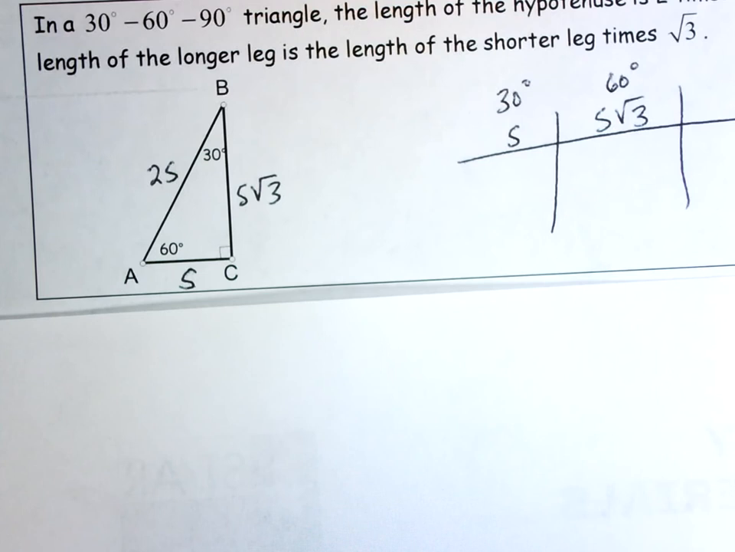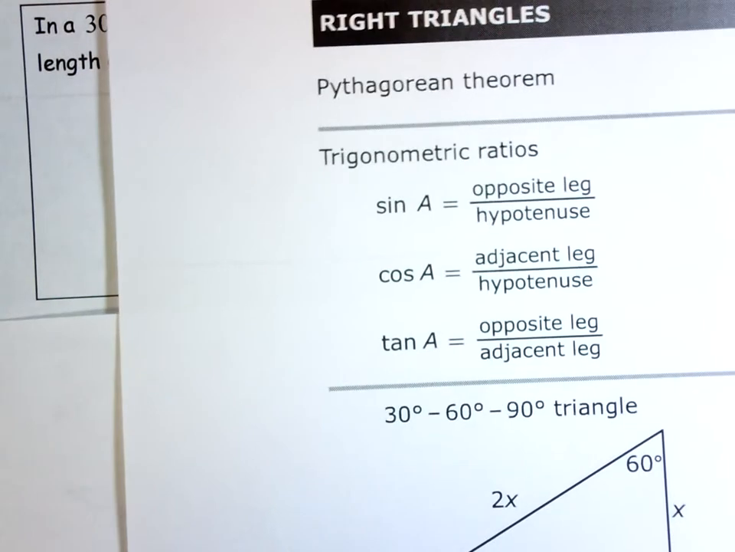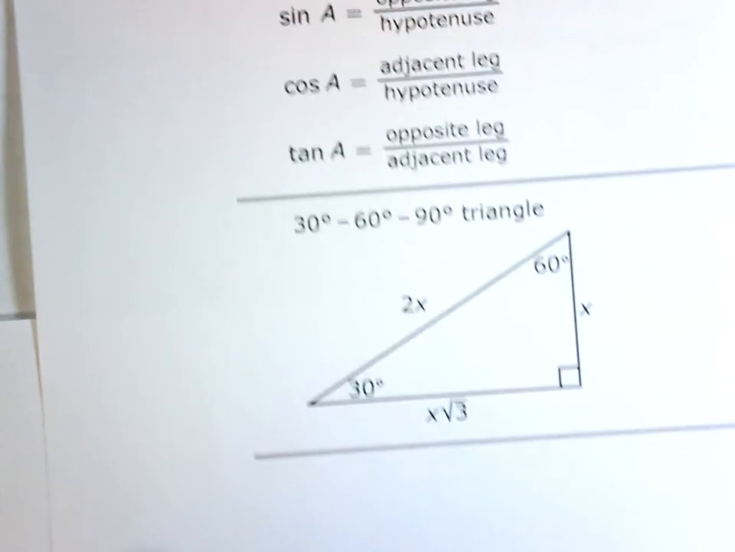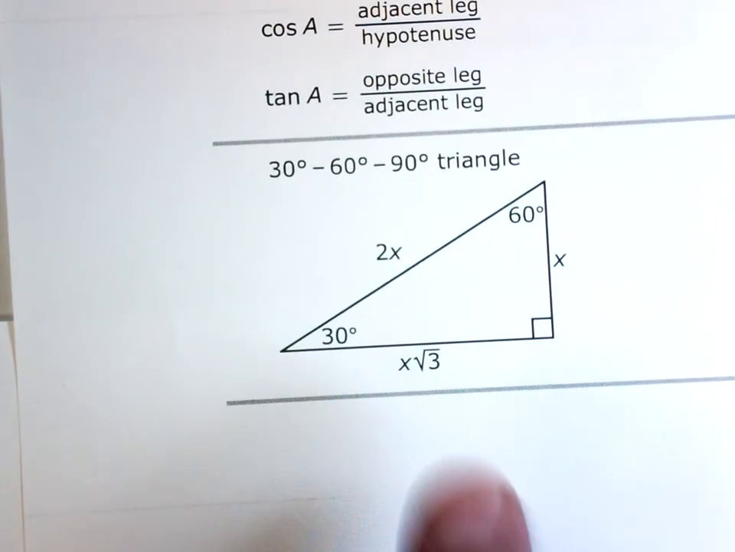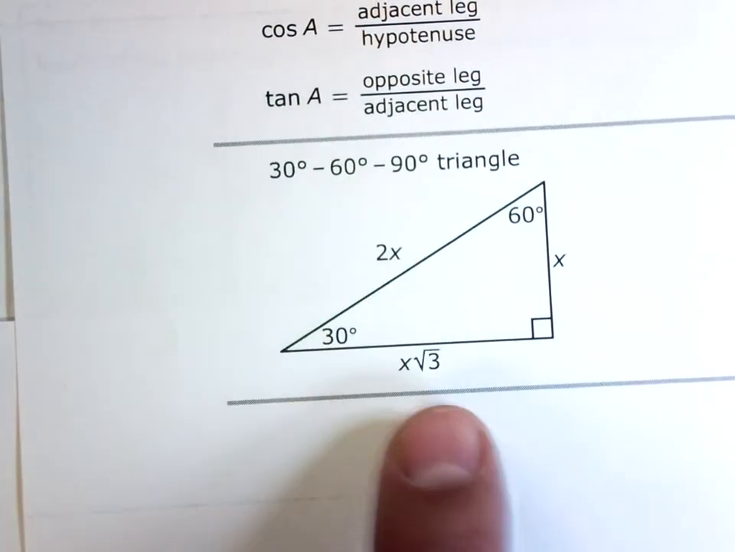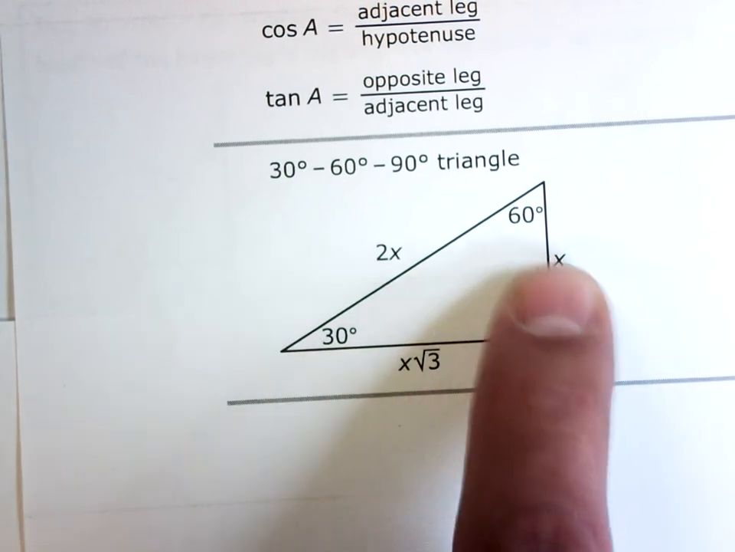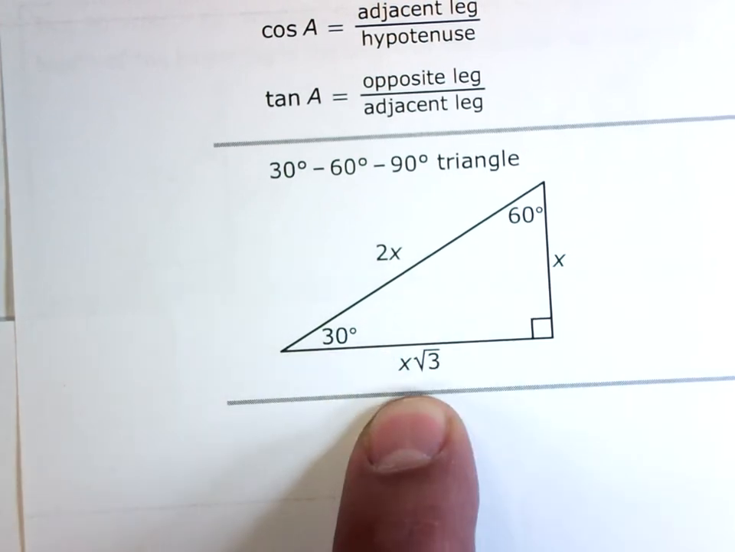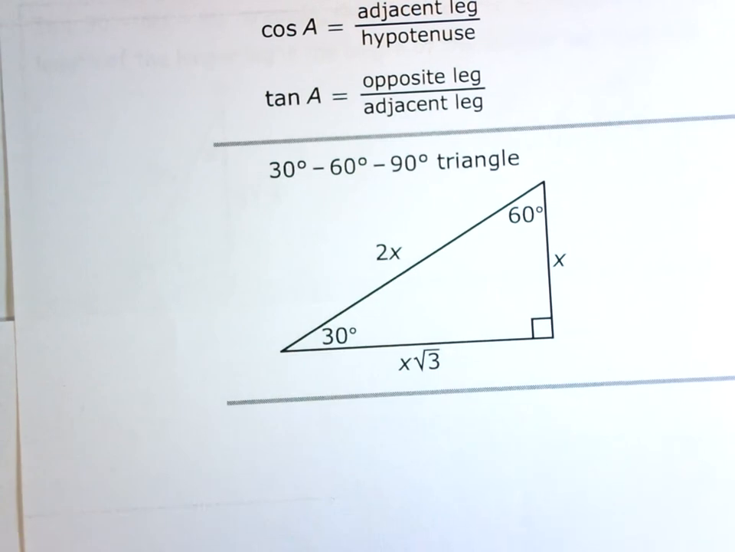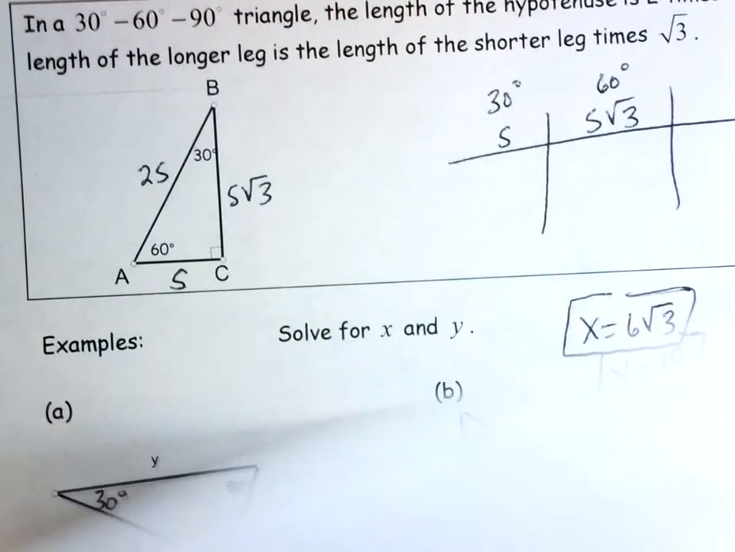Again, if you have questions, please don't shut down on me. We'll have a lot of examples in class. So there's how it's going to look on the formula chart. There's my 30, 60, 90 triangle. There's my short side, which is x, my long side, which is x root 3, and my hypotenuse, which is 2x. You will be able to use this in class and on any test that we do.